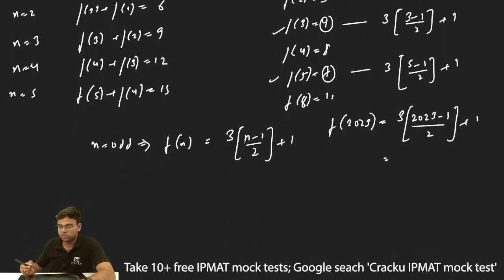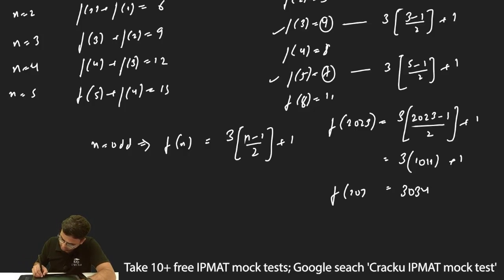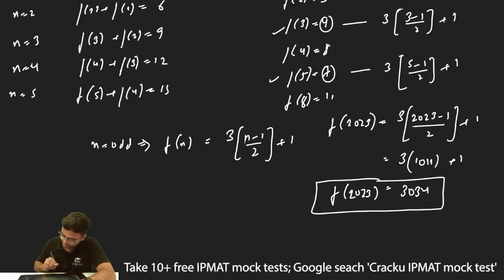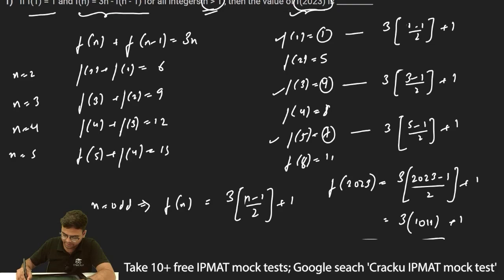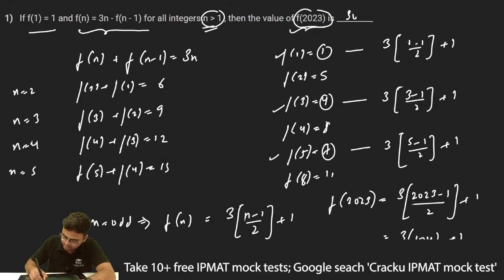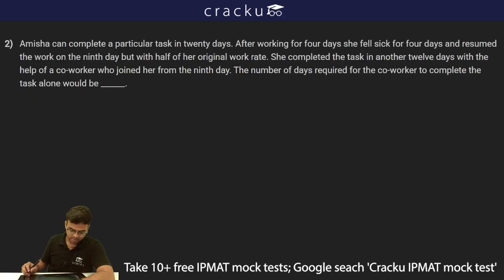This is equal to 2023 minus 1 is 2022 and divided by 2 is 1011. So 3 into 1011 plus 1, which is equal to 3033 plus 1, which is 3034. So f of 2023 will be equal to 3034, and thus I can say the value of f of 2023 will be 3034. The next question says Amisha can complete a particular task in 20 days.